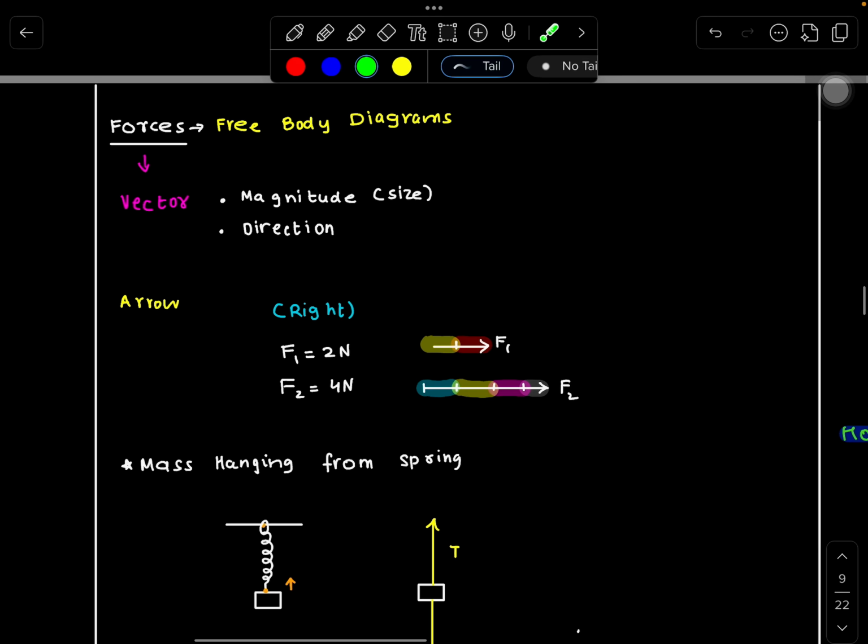So, free body diagrams. You need to know how to draw free body diagrams. A force is a vector quantity, okay?